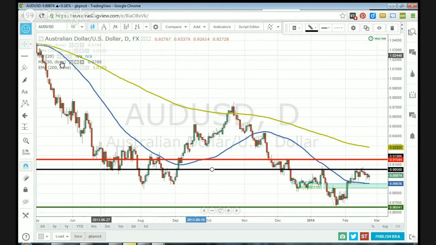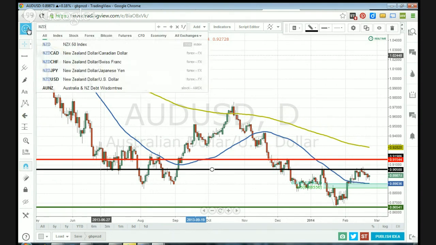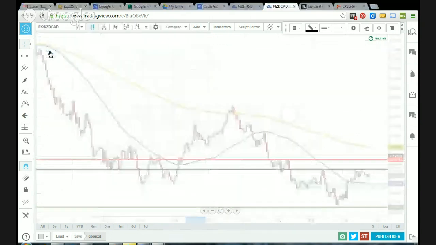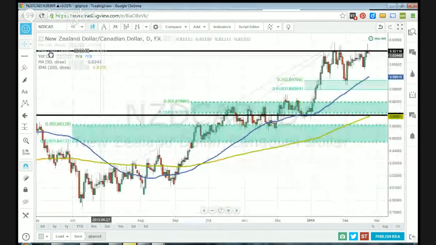And now it's time to move to the Kiwi pairs. Kiwi Canada. This is a really nice reversal candlestick setup here. Reversal candlestick at resistance. So this could be an interesting counter trend.